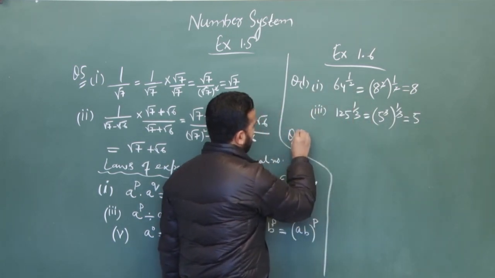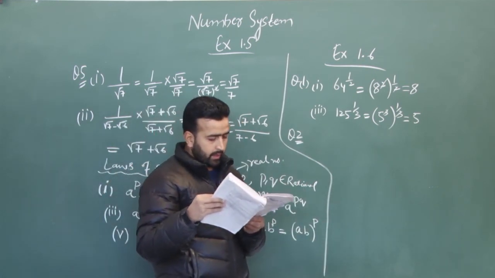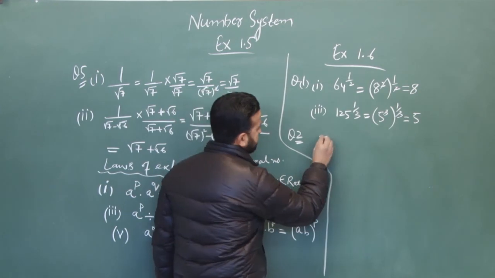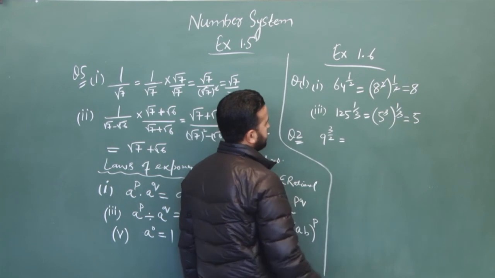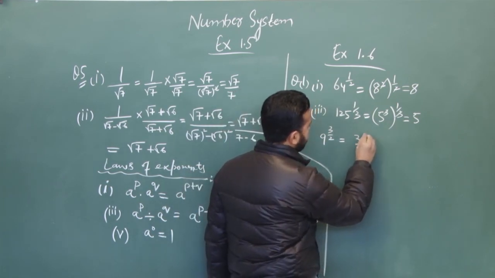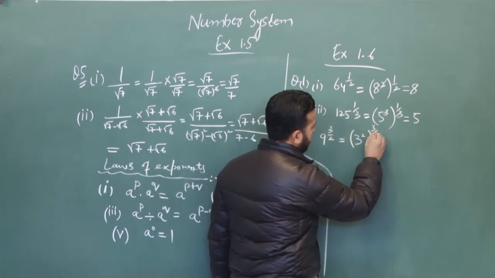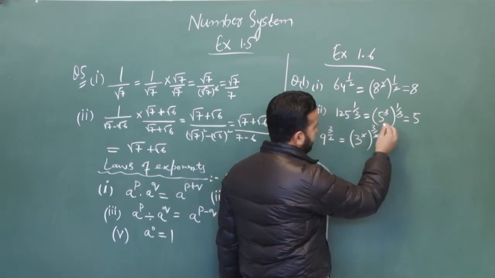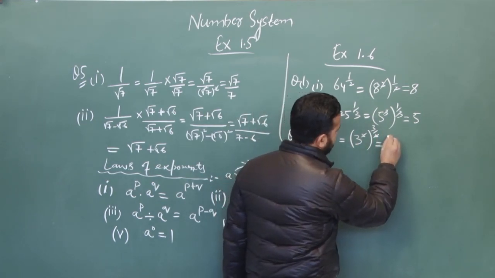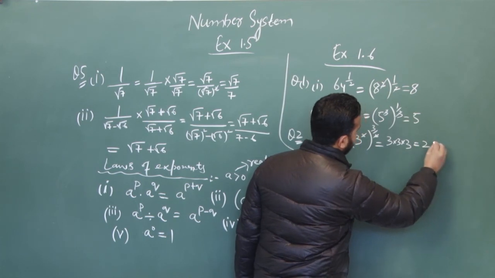Now, question number 2. Now we have to find 9 raised to the power 3 by 2. This we know, 9 can be written as 3 square, and whole power 3 by 2. This 2 and 2 we can cancel out, and 3 raised power 3 will be equal to 3 multiplied by 3 multiplied by 3, that is, 3 3s are 9, 3 9s are 27.